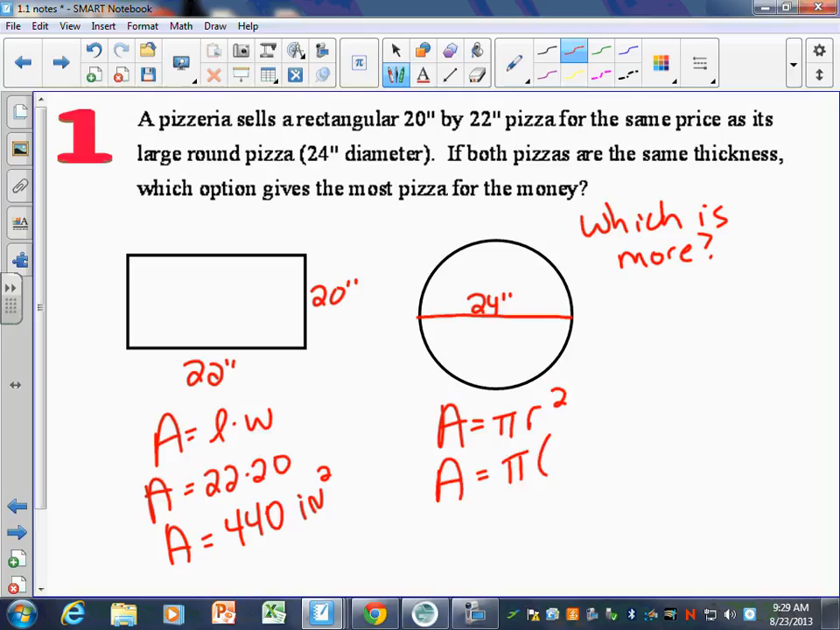So I put 24 in here. So that's my diameter, right? So our radius would be half of that. So 144 pi. And if you use 3.14 on this, you're going to get close enough. But if you use the pi button, you get 452.39 square inches.